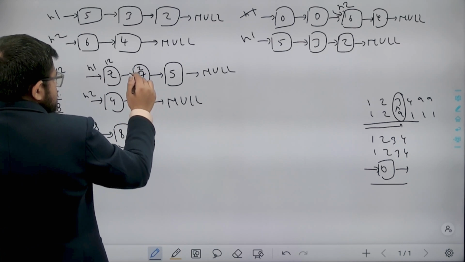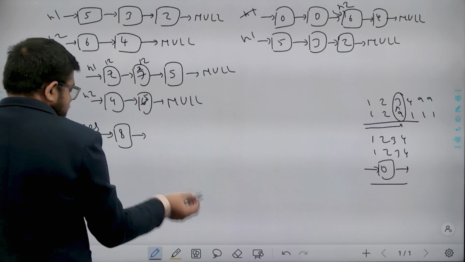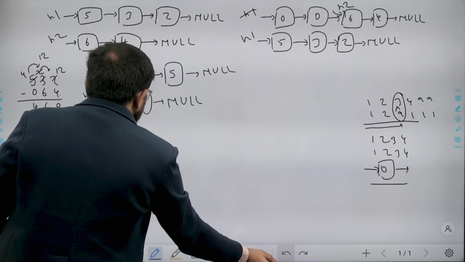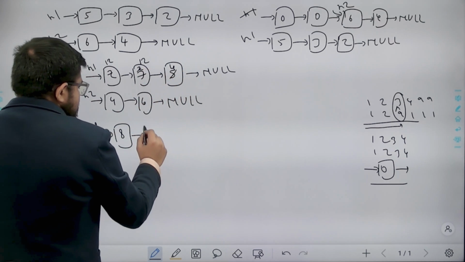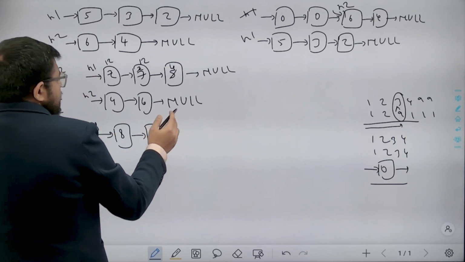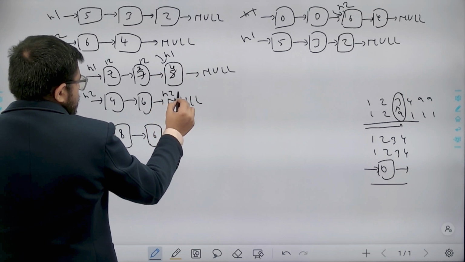Now this is 2, this is 6. So I'll take a carry. This will become 12 and this will become 4. Now 12 minus 6 is 6 and I'll move forward. Now please understand, here h1 will point to this node and h2 will point to null node.